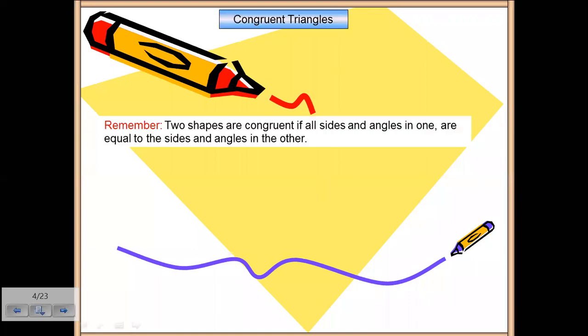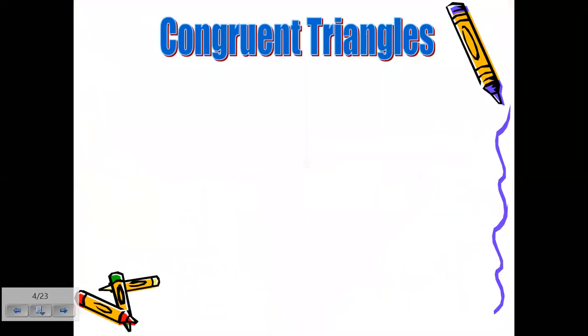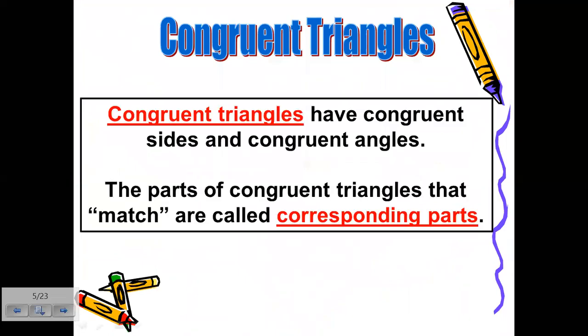Congruent triangles. Two shapes are congruent if all sides and angles in one are equal to the sides and angles in the other. Congruent triangles have congruent sides and congruent angles. And the parts of congruent triangles that match are called corresponding parts.